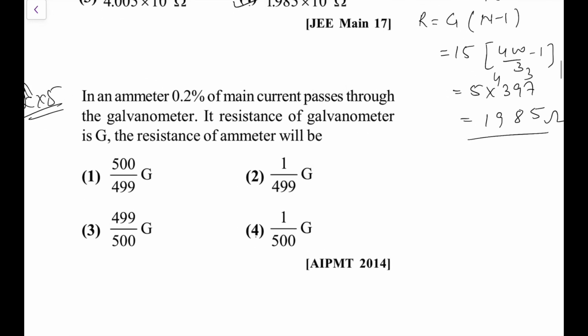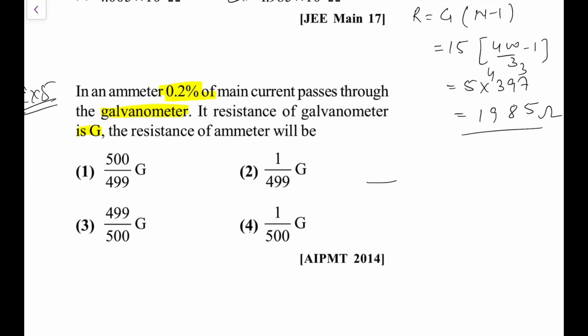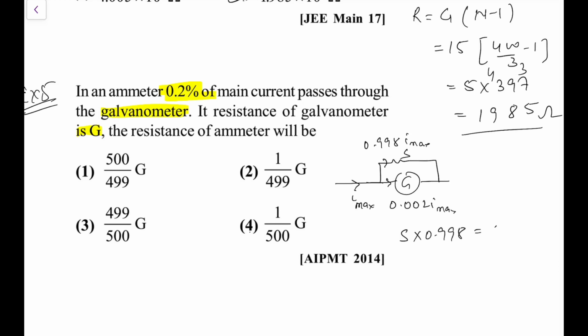Now the last in this section, this is an important one. In an ammeter, 0.2% of main current passes through the galvanometer. Its resistance of galvanometer is G, the resistance of ammeter will be. So what we have here, this is the galvanometer and this is the shunt. So 0.2% of the current, that means if this is the Imax, 0.2%, that is 0.002 Imax, goes here, and 0.998 Imax goes into the shunt. So first of all, the value of the shunt I can make out. Shunt into 0.998 would be equal to G into 0.002, that you can directly say.